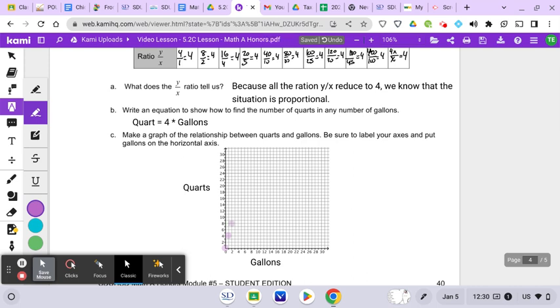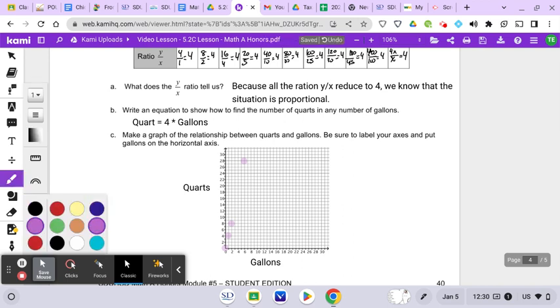Now, I don't have to do a whole lot of points. I technically only need 2 to get to a line, but I'll go to 7. 7 would be at 28. So I can easily make a straight line. If I don't have very many points, it's hard to make a straight line.